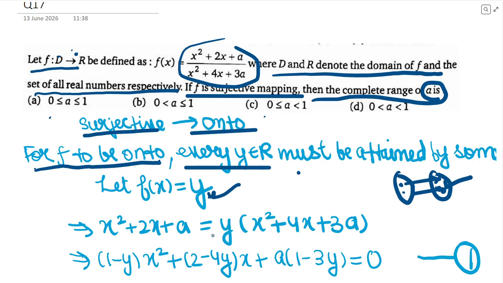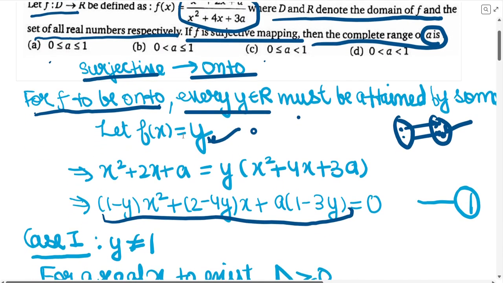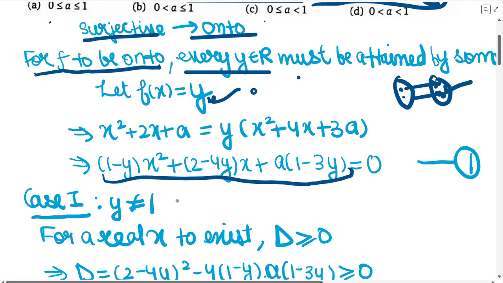After substituting y, we need to ensure that y must be mapped. That means we need to find the range of y. That's how we'll ensure that every value of y is mapped. So to find the range of y, we'll bring the equation into this form so that we can apply the discriminant cases. There is no other option.